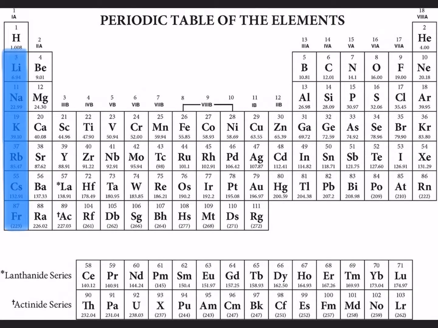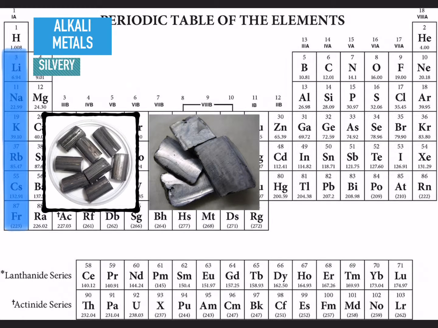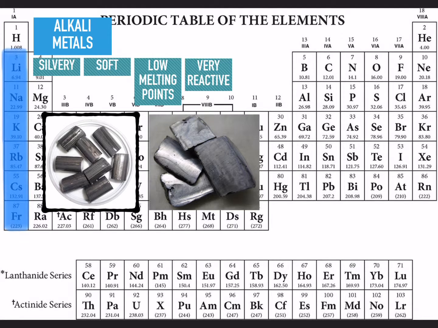The group 1A metals are called the alkali metals. They're silvery and soft, and they have low melting points and are very reactive.